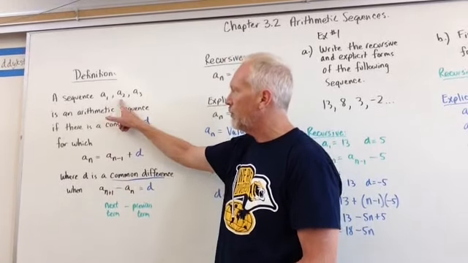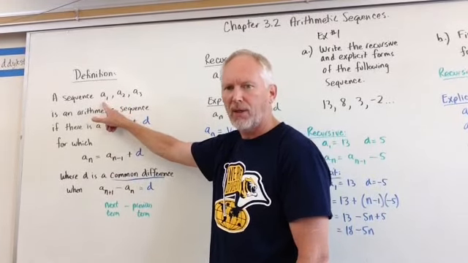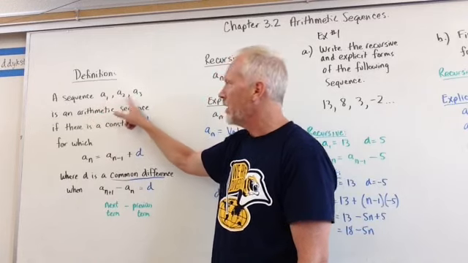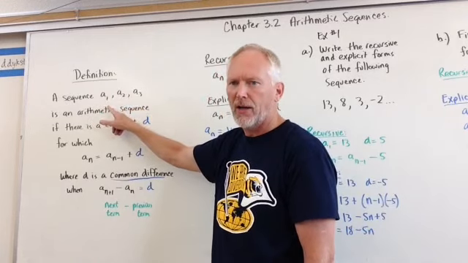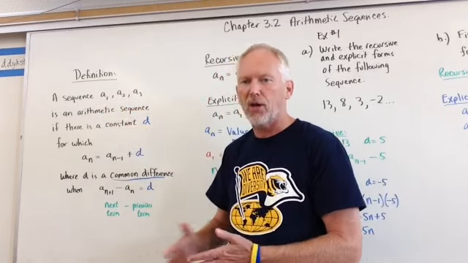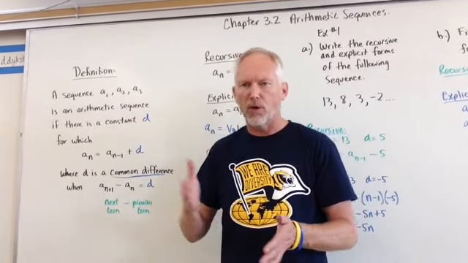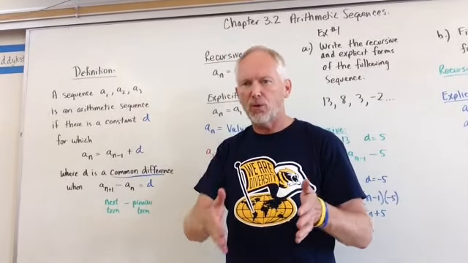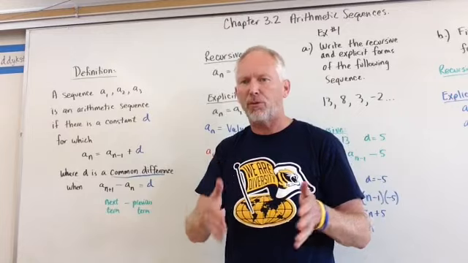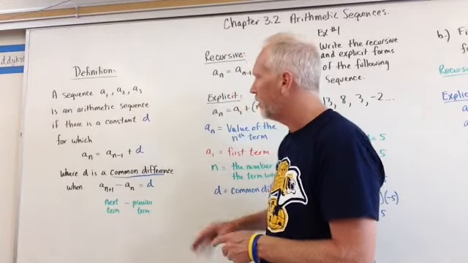So if we take a sub 2 minus a sub 1, we would get the d value. If we took a sub 3 and subtracted a sub 2, there should be that common difference. And many times you want to check a sub 2 minus a sub 1, a sub 3 minus a sub 2, and so forth.